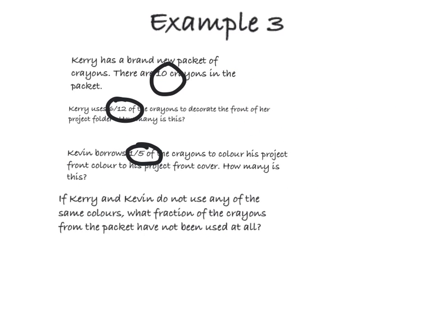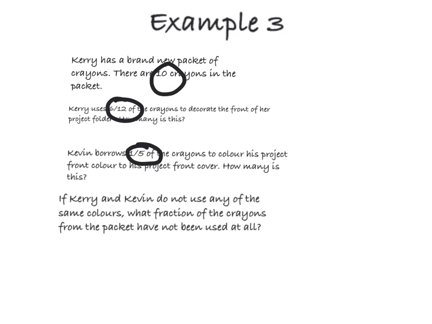Now let's do example 3. Kerry has a brand new packet of crayons. There are 10 crayons in the packet. Kerry uses 6/12ths of the crayons to decorate the front of her project folder. How many is this? We're going to try converting this to percentages as well. Then, Kevin borrows 1/5 of the crayons to colour his project front cover. How many is this? Kerry and Kevin did not use any of the same colour. What fraction of the crayons from the packet have not been used at all? Let's have a go at trying this.